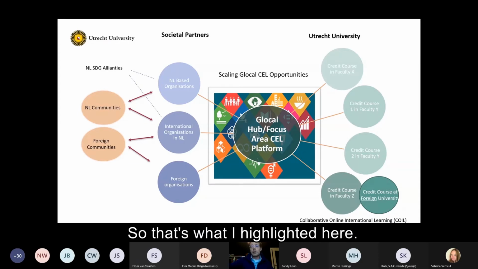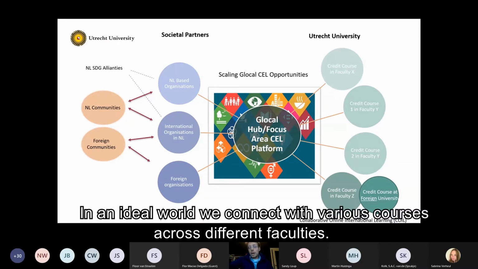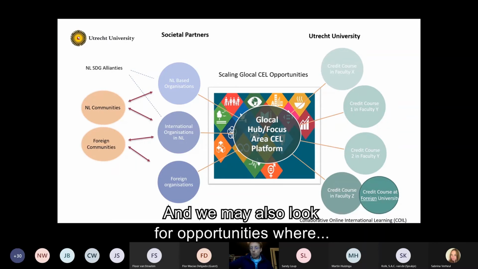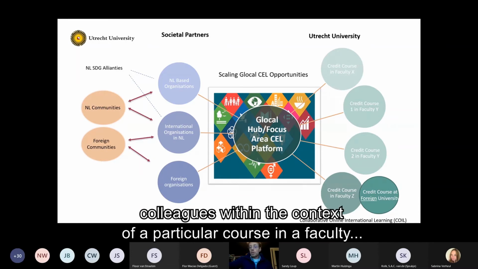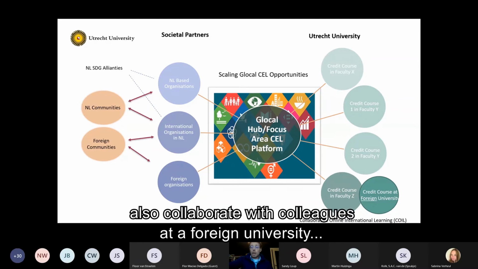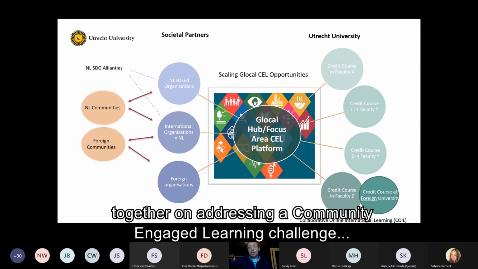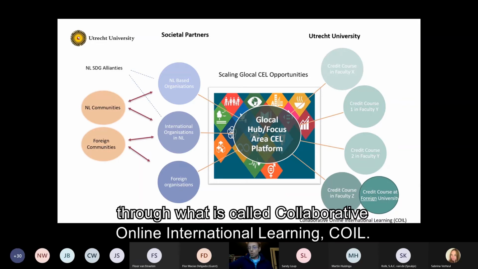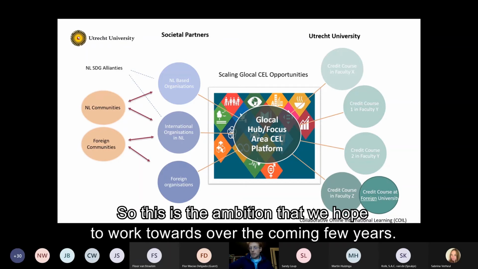So that's what I highlighted here. In an ideal world, we connect with various courses across different faculties, and we may also look for opportunities where colleagues within the context of a particular course in a faculty also collaborate with colleagues at a foreign university together on addressing a community-engaged learning challenge through what is called Collaborative Online International Learning, COIL. So this is the ambition that we hope to work towards over the coming few years.